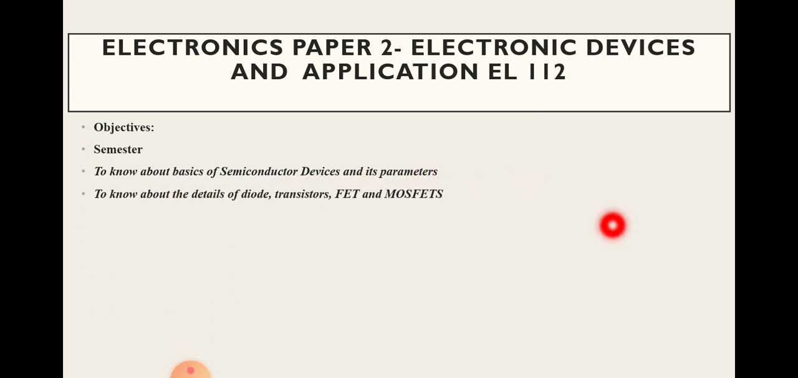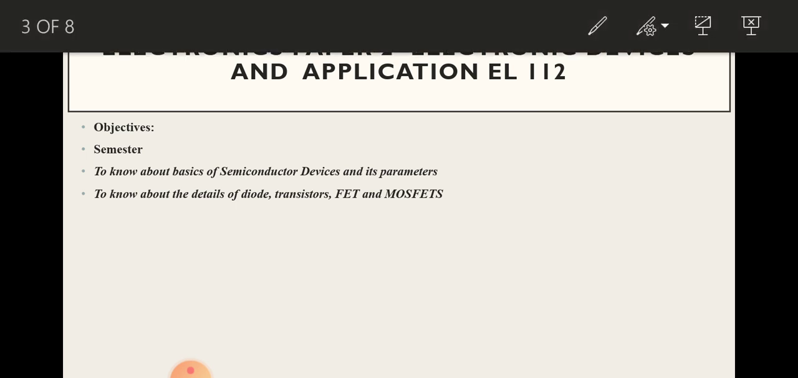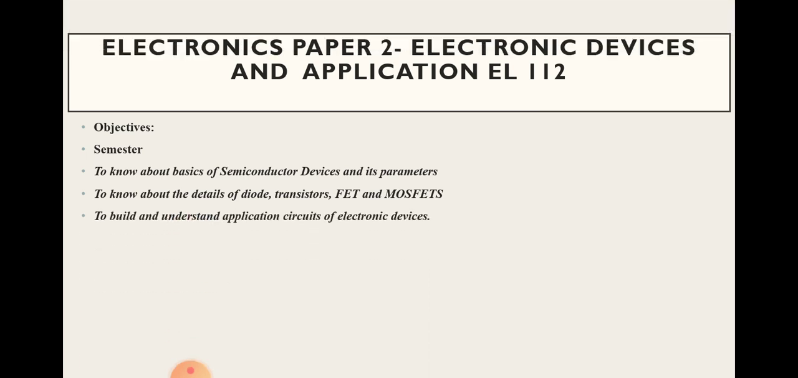The second objective is to know about the details of diode, transistor, FET and MOSFETs. So these are the semiconductor devices and you are going to learn details of these devices in this paper. The next objective of the paper is to build and understand application circuits of electronic devices. After learning this paper, you can understand the applications of the semiconductor devices by building different circuits for the same.